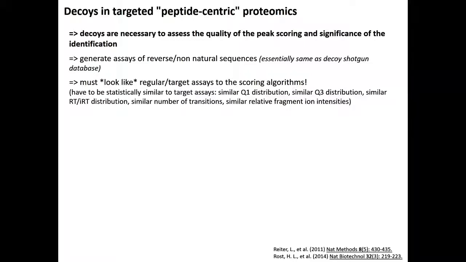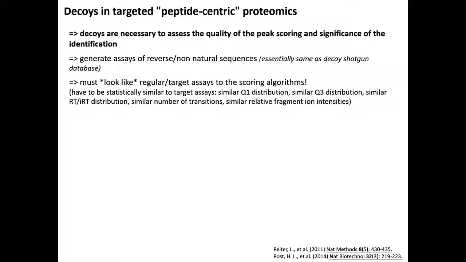And here it's very important that the decoys look very similar to your targets. So when the software scores the targets and the decoys, it should not make any distinction between both systems. So the idea is that the decoys that you generate from your peptide extractions have a similar Q1 distribution. This is easy to understand.